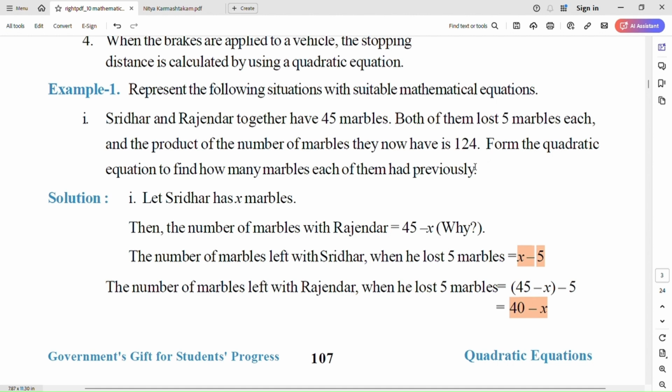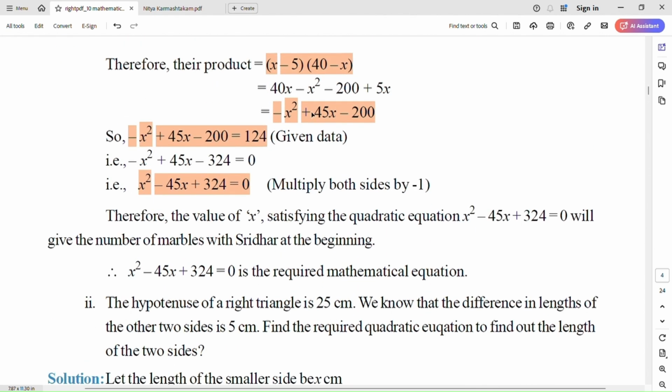So let Sridhar have x marbles, then obviously Rajendra has 45 minus x marbles, correct? Because the total is 45. The number of marbles left with Sridhar after he lost 5 marbles is x minus 5. Similarly, the number of marbles left with Rajendra after he lost 5 marbles is 45 minus x minus 5, which is 40 minus x. Now the product of these two is 124. That's what is given, right?